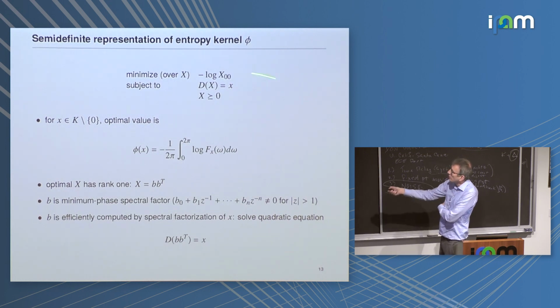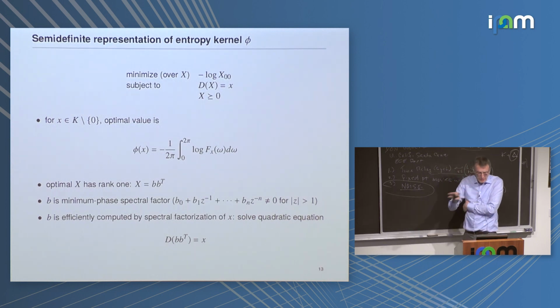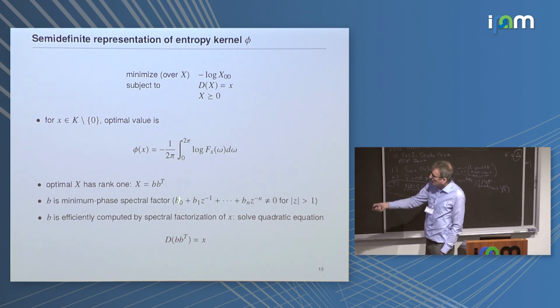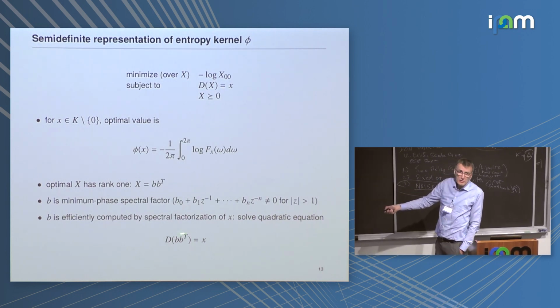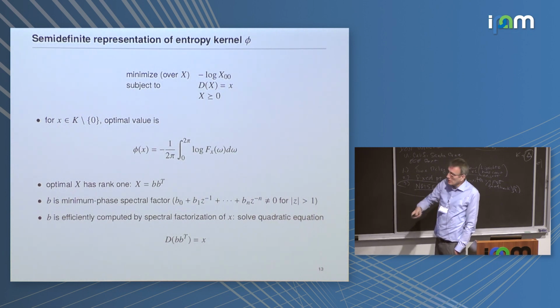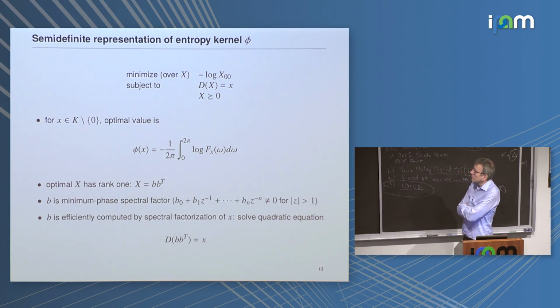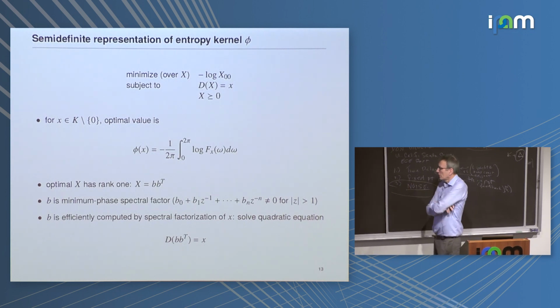Also, it's known that the optimal X of this problem will have rank 1, so you can write it as BB transpose. It also means that the optimal X solves this quadratic set of equations. For given x, D is a linear mapping, so D of BB transpose is a quadratic in B. The solutions B of this quadratic set of equations are called spectral factors of F. And by maximizing the 0,0 element here, we find the minimum phase spectral factor, the B that defines a polynomial that has no zeros outside the unit circle.